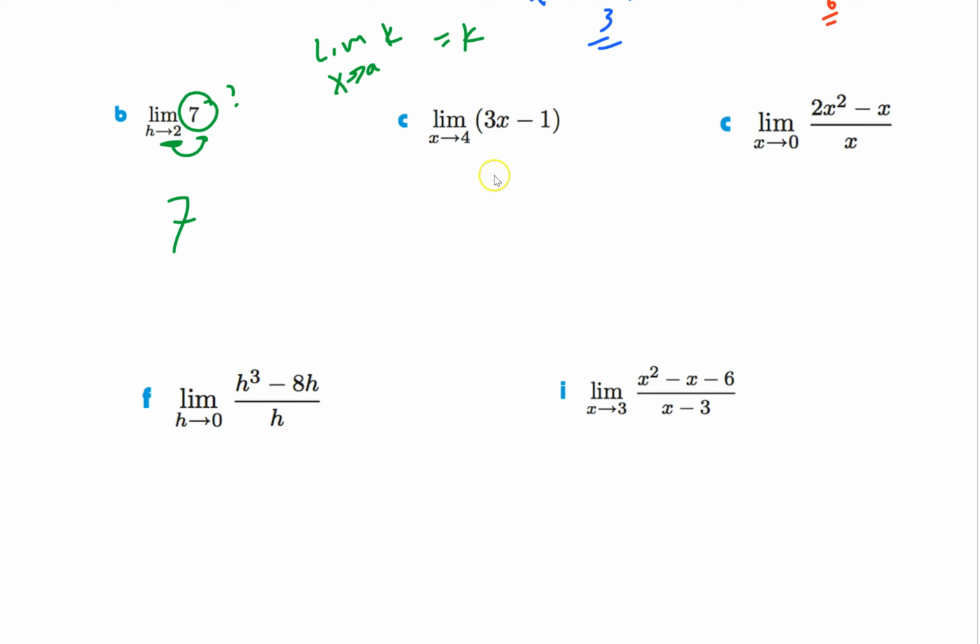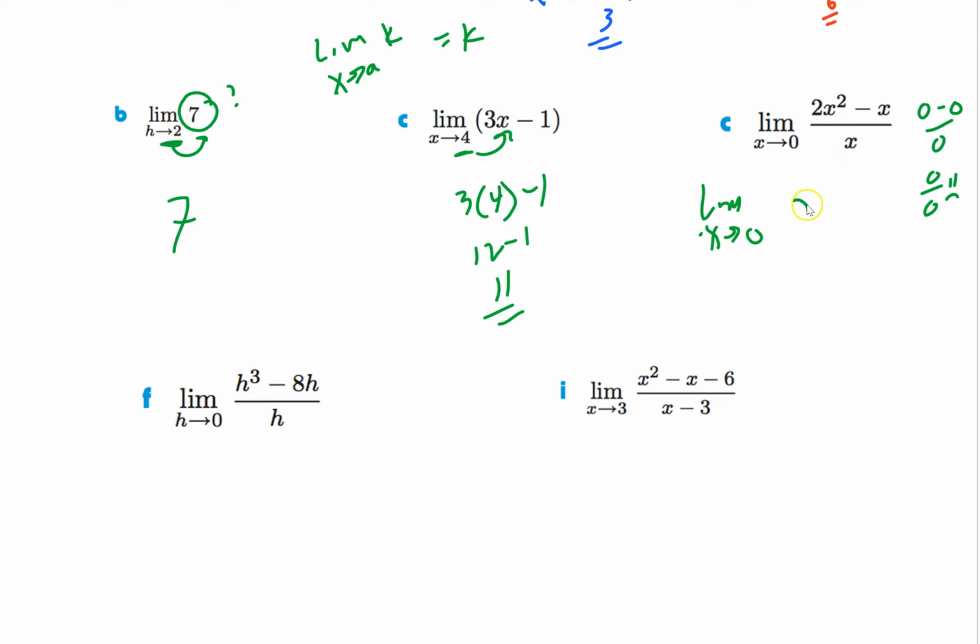Look at here. Limit as x approaches 4. Plug that 4 in. Plug in the limit. I get 12 minus 1, and 11. Done. C, plug in 0. You can see already some issues: 0 minus 0 over 0, 0 over 0. So that means we have to factor. That's the only way we know how to fix it right now. So you can factor out the x on top: 2x minus 1 over x. These cancel. And now you can plug your 0 in. 2 times 0 minus 1. Negative 1.